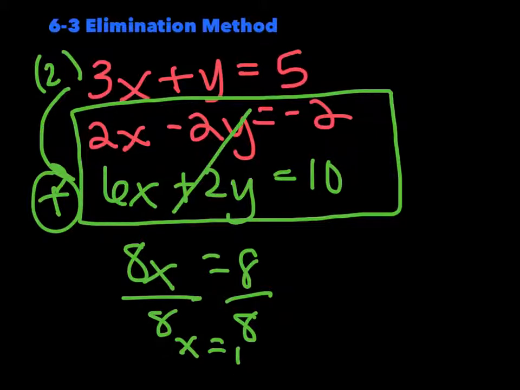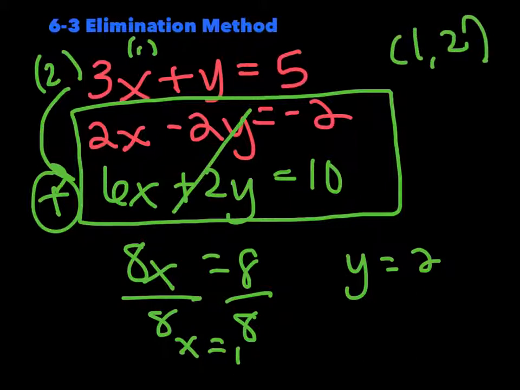If you plug in 1 right here, so that's 3 times 1 is 3, plus what is equal to 5 is 2. I cheated on that one a little bit because you can do that one in your head. Remember, you could just solve it like a two-step equation if you're working with numbers that you don't know. So our ordered pair is 1, 2, and since this is an easy enough one, let's go ahead and plug that into the second one and make sure that it works there as well.